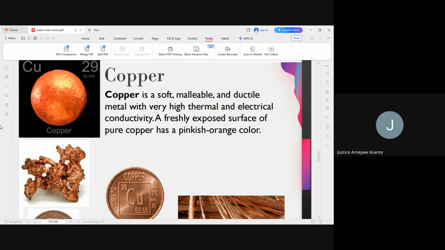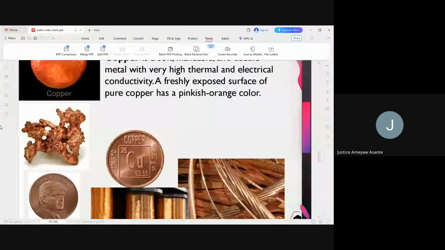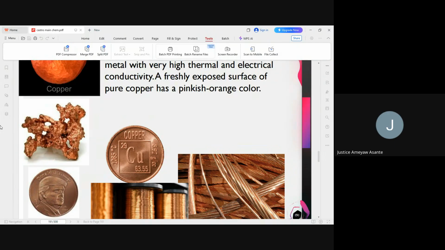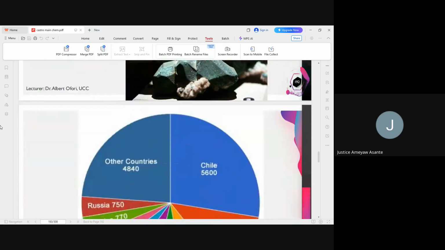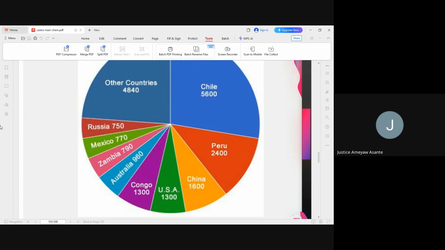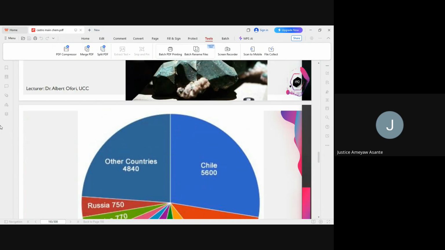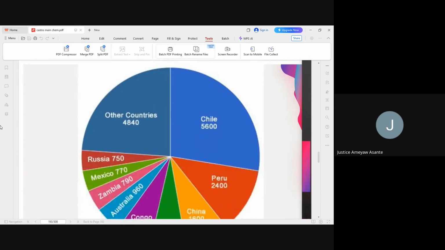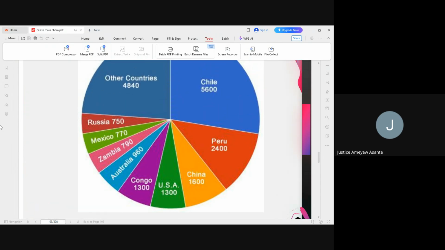So the nature of copper is a soft, malleable, and ductile metal with high thermal and electrical conductivity. The freshly exposed surface of pure copper has a pinkish orange color. And this is how it looks like. Now, the percentage there, where you can find the most.